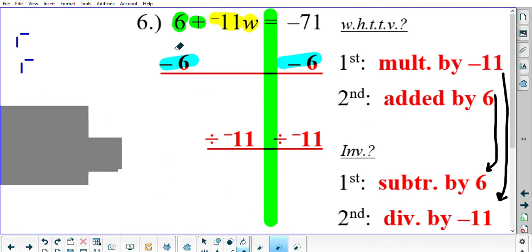Where do we have subtraction? We have it on the very first inverse operation that we were doing on both sides. So that's where you make it adding the opposite, and the other place as well, adding the opposite.